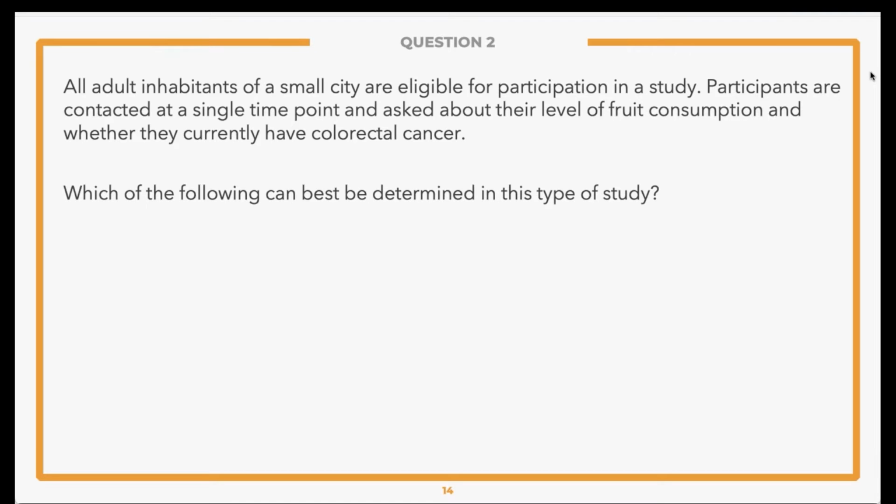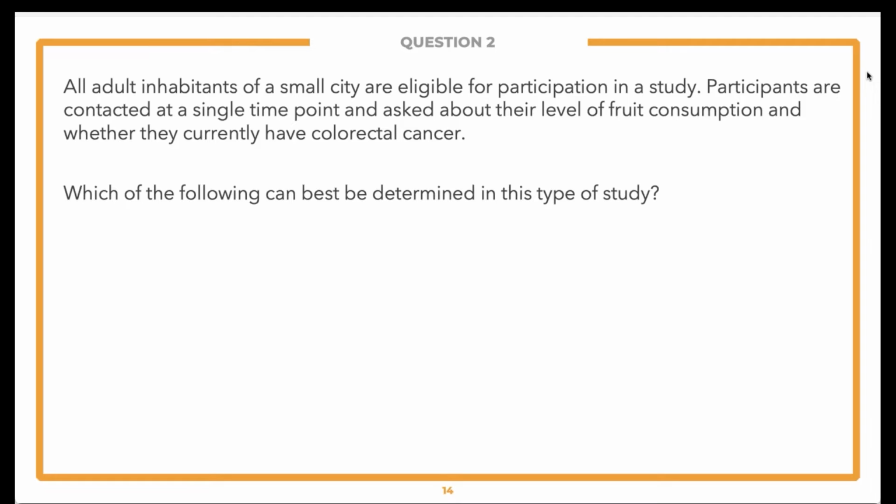So one of our shortest questions. And again, we've covered up all the answer choices, and we're going to read the lead-in. So which of the following can best be determined in this type of study? So again, pretty clear, and you kind of know what you're going to be looking for when you're reading through the vignette. So let's go ahead and do that.